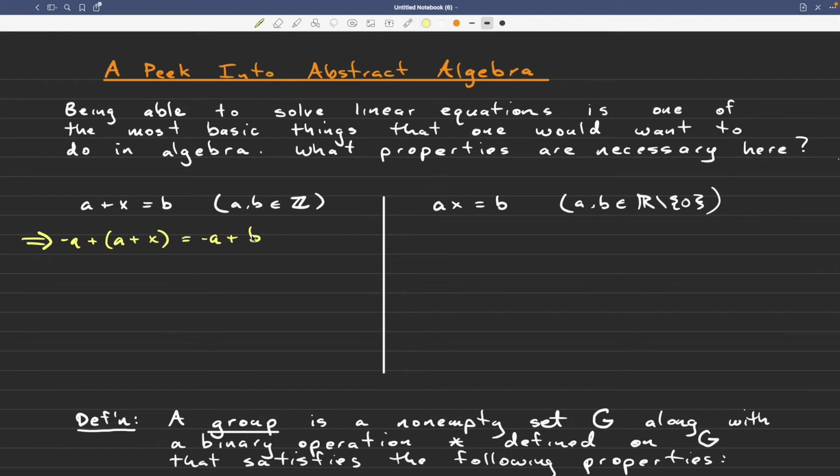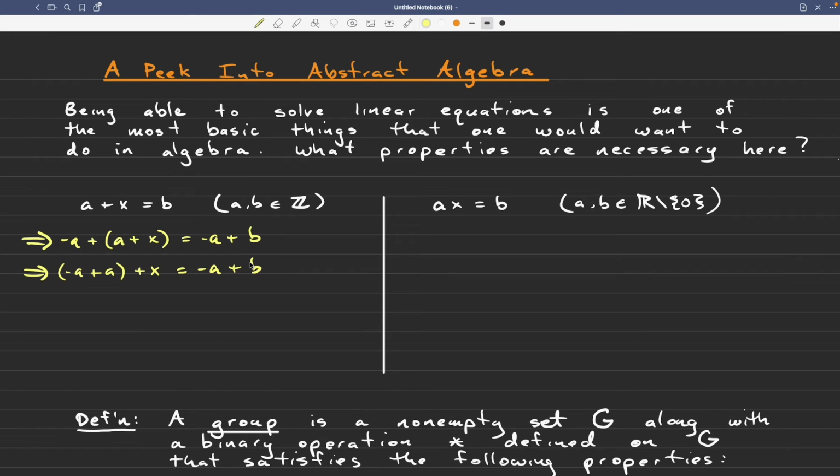So adding negative a on both sides, I'm saying this and this are equal, and I already assumed that that and that were equal, so equals are being added to equals, right? So this is the function property. But then, okay, if I want to actually cancel those a's off, I've got to use associativity. So I do negative a plus a, grouped like that, plus x equals negative a plus b.